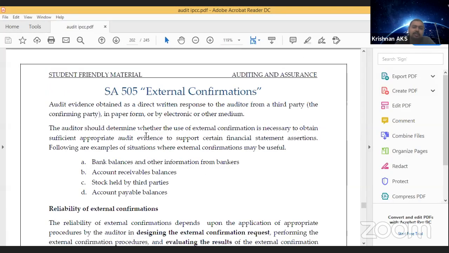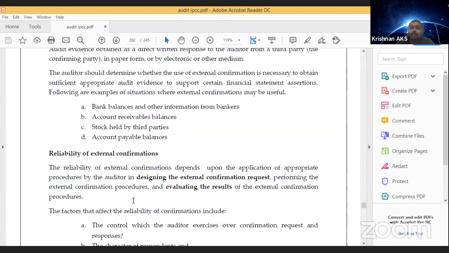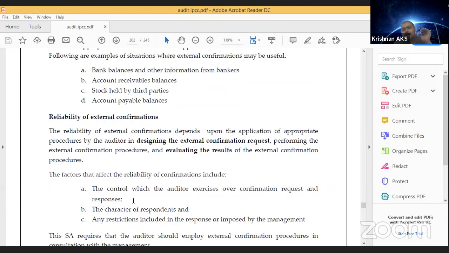What generally will we take external confirmation for? Bank balance letters, then loans, then creditors, then stocks, and any payables, like creditors, other loans and advances, payables, receivables, etc. For all this, we will take external confirmation. So what we should do as an auditor is do direct external confirmation. We should not ask the management to get the external confirmation, because then there is a possibility of manipulating things.